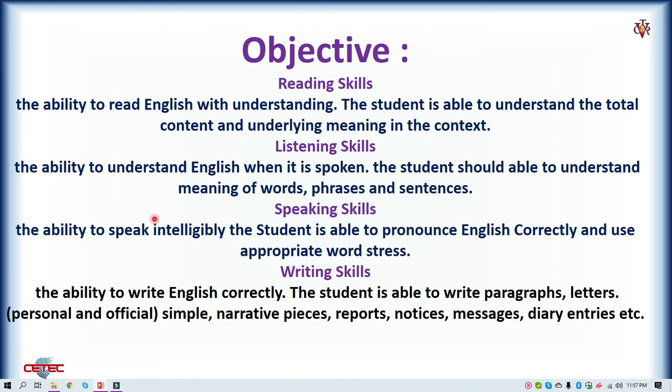Speaking skills: the ability to speak intelligibly. The student is able to pronounce English correctly and use appropriate word stress. Writing skills: the ability to write English correctly. The student is able to write paragraphs, letters, personal and official, simple narrative pieces, reports, notices, messages, etc. Don't forget that these are the main abilities: reading, listening, speaking, and writing.